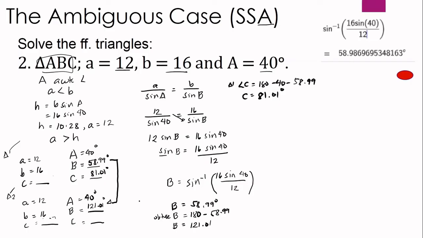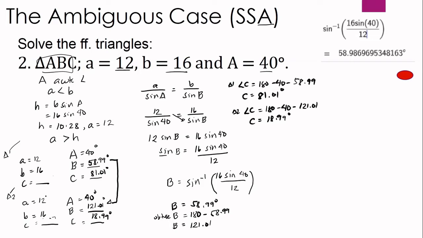And of course, ganun din ang gagawin natin. For us to get angle C in our triangle number 2, we are just going to subtract from 180 yung dalawang given na angles. Angle A in triangle number 2 is 40 and angle B in triangle number 2 is 121.01. At pag sinubtract natin yan, the answer will become 18.99 degrees. So angle C in our triangle number 2 is 18.99 degrees. So ang kulang na lang natin in both triangles is our side C.